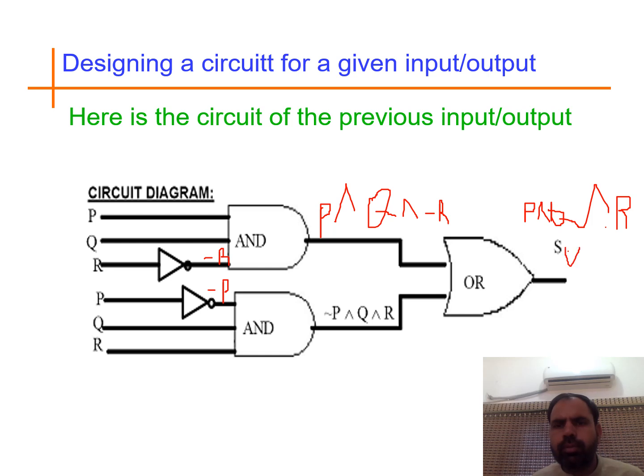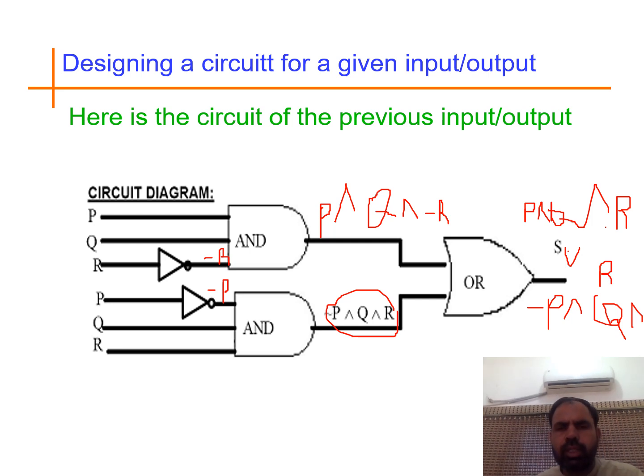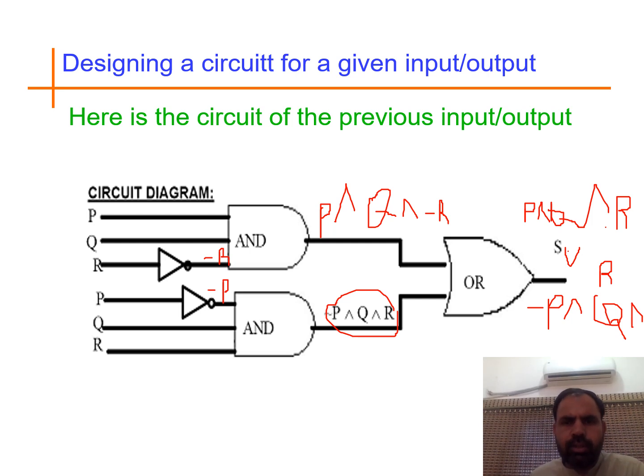or this one, the same expression, negation P and Q and R. So this is the result of this circuit diagram. I hope you can understand this easily.